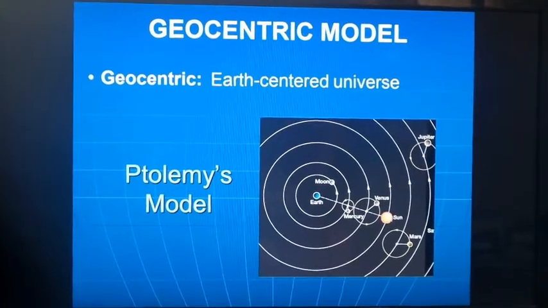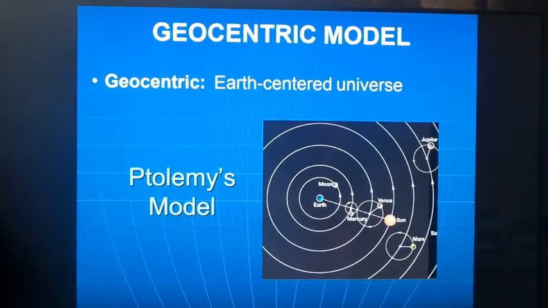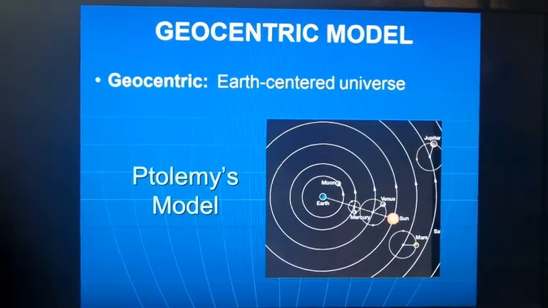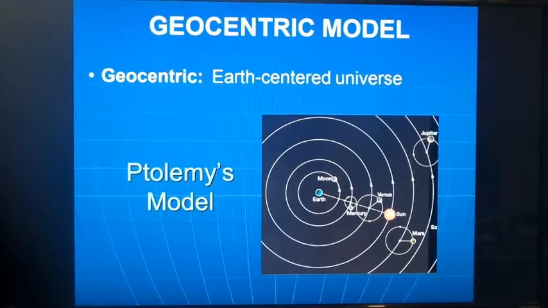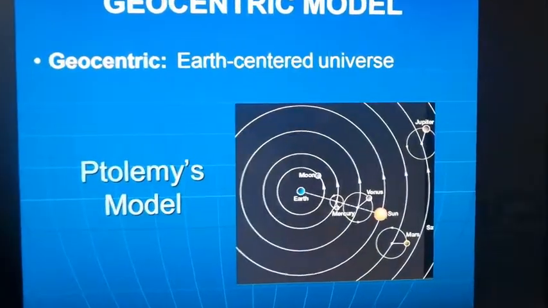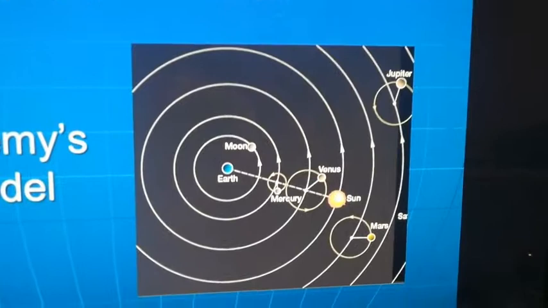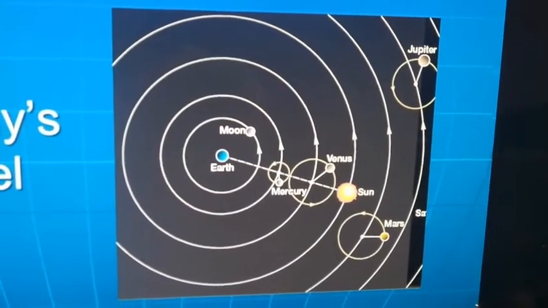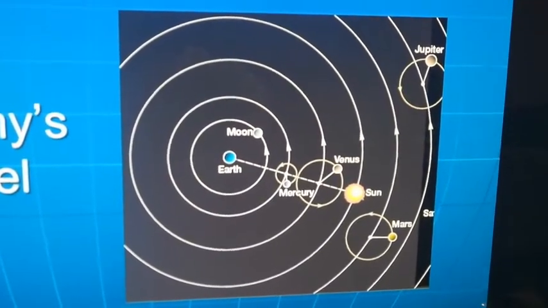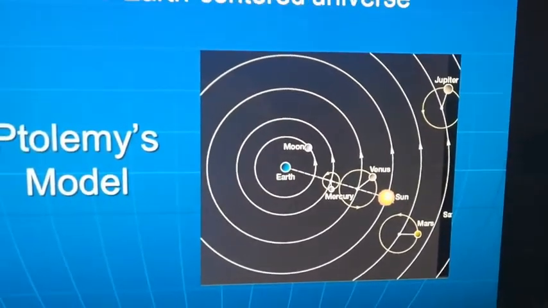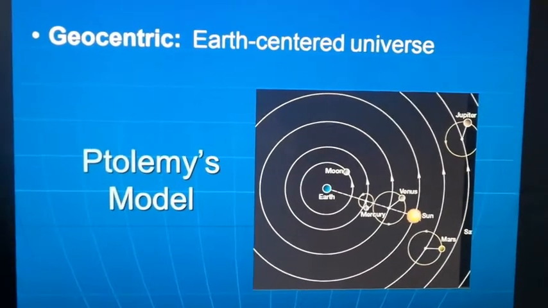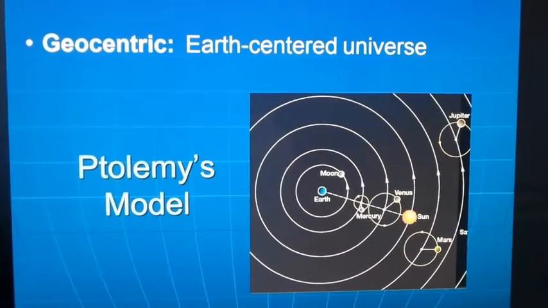Now I'm going to talk about the theories of Ptolemy and Copernicus. The astronomer Ptolemy created the geocentric model. Geocentric model describes the concept of an Earth-centered universe where the sun and planets revolve around Earth. Ptolemy's geocentric model has the planets moving in circular orbits around a motionless Earth. His theory from AD 141 went unchallenged for almost 13 centuries.